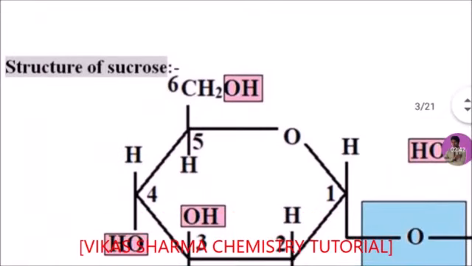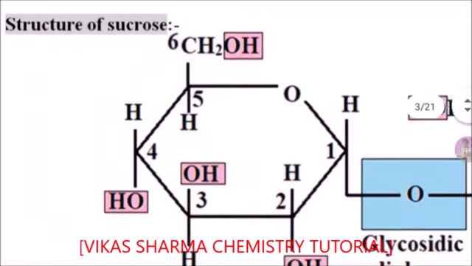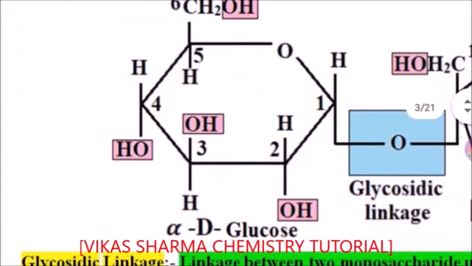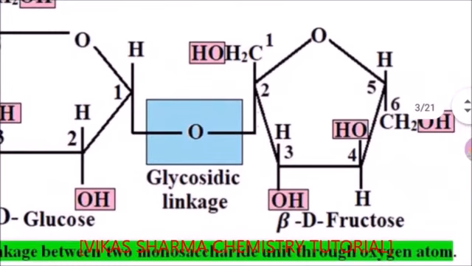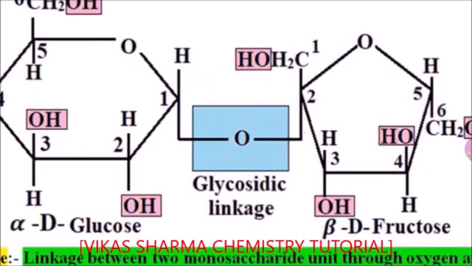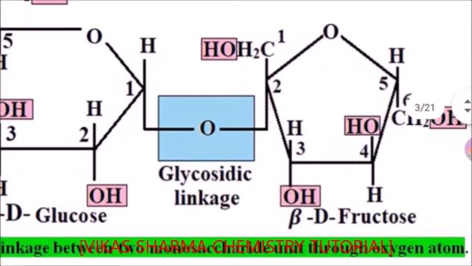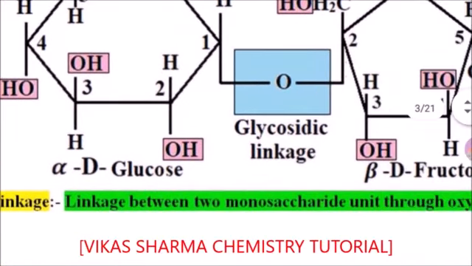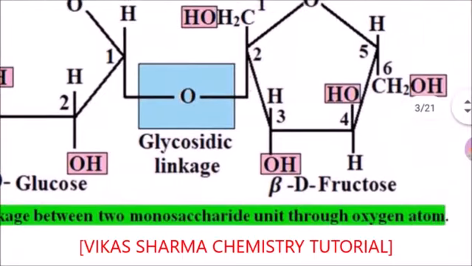Student, the next is the structure of sucrose. There are two units. The first one is alpha D glucose and the other one is beta D fructose, joined by sharing of an oxygen atom. The carbon 1 atom of alpha D glucose is attached to the carbon 2 atom of beta D fructose. This link is known as the glycosidic linkage. The glycosidic linkage is between two monosaccharide units through an oxygen atom.